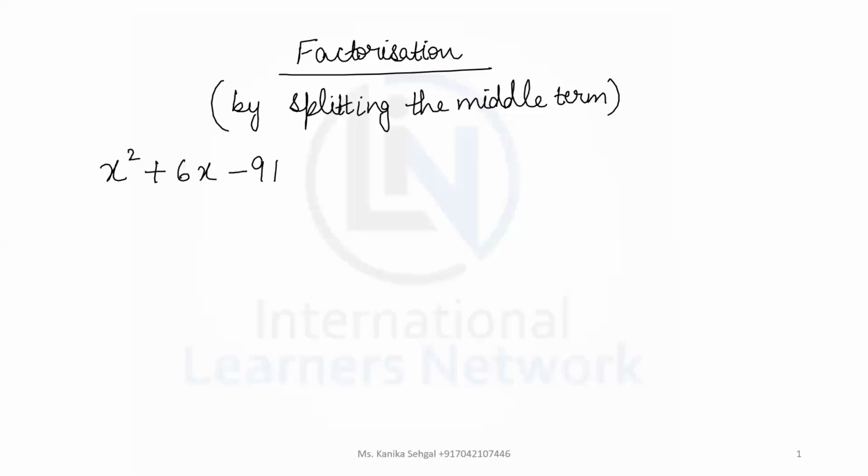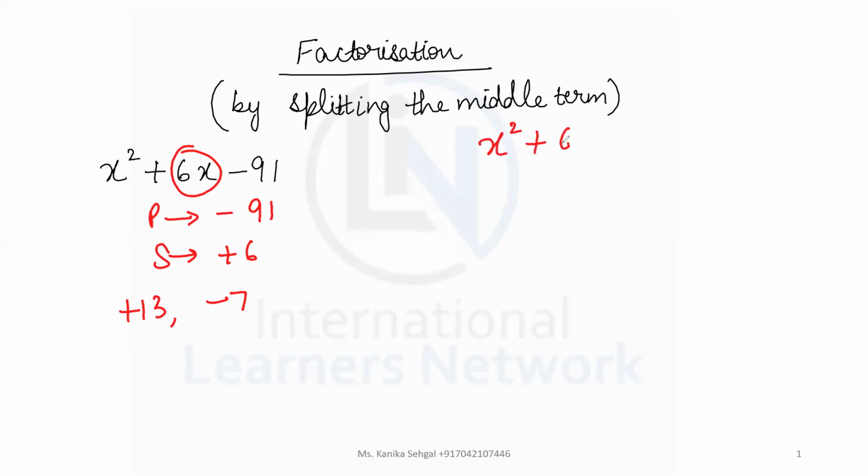In this question, we have x square plus 6x minus 91. Now we want two numbers whose product is negative 91 and the sum is positive 6. So we can take positive 13 and negative 7. This 6x we can split and write as 13x minus 7x. So we have x square plus 6x minus 91, and we can write this 6x as 13x minus 7x.